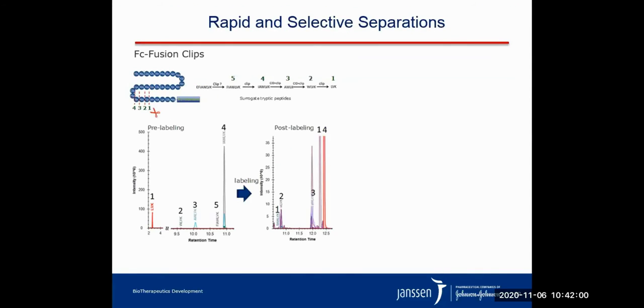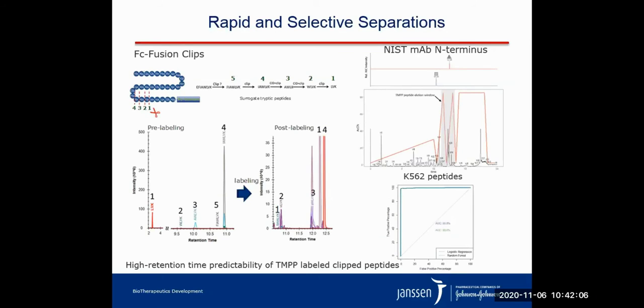Rapid and highly selective separations are achieved for detecting clipping of the Fc fusion proteins, as well as NISTmAb N-terminus, and we can obtain ROC curves with high sensitivity and specificity for the K562 label peptides when retention time of the label peptide is used as the predictor. As you can see, we get a very decent ROC curve with the AUC of greater than 99%.